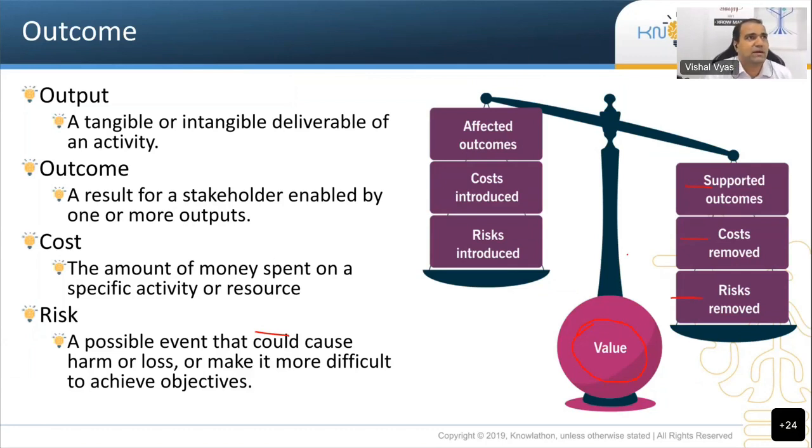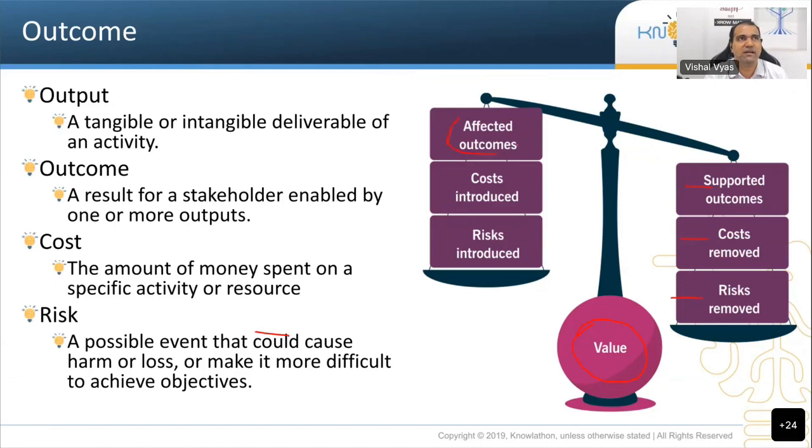Okay, so the risk should be removed. If the net result of what outcomes I get, what costs are removed, and what risks are removed is positive of using the service, then the value is delivered. But any service does not come cost-free. Any service does not come risk-free, right? There is a possibility that the outcomes may be affected.